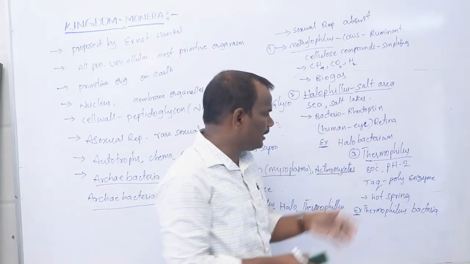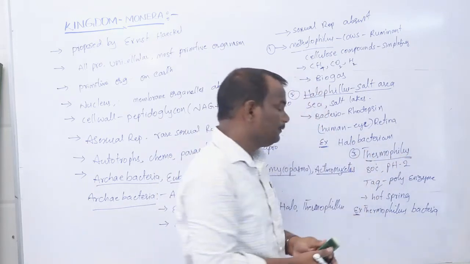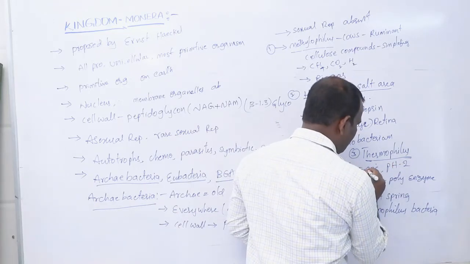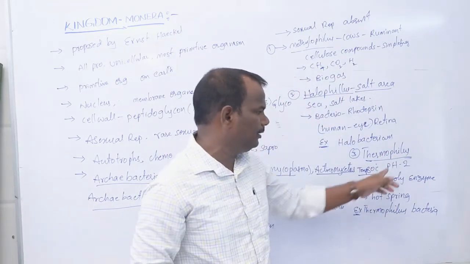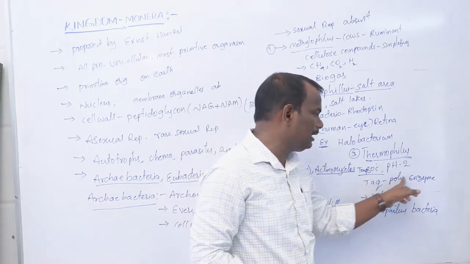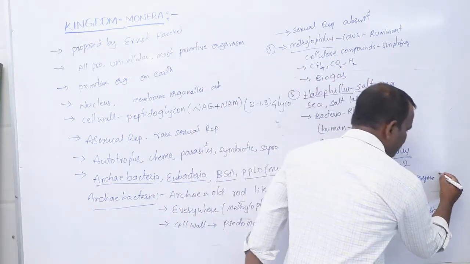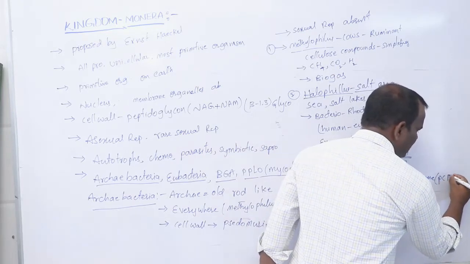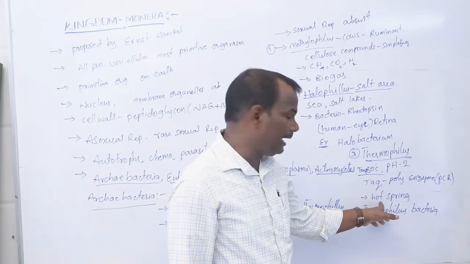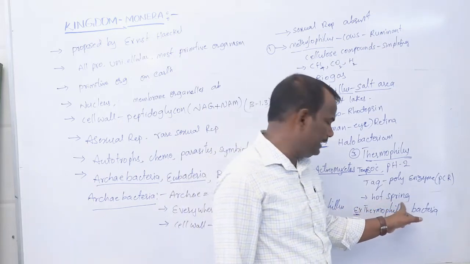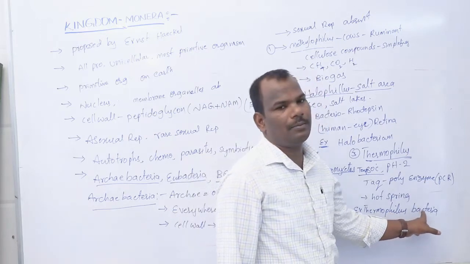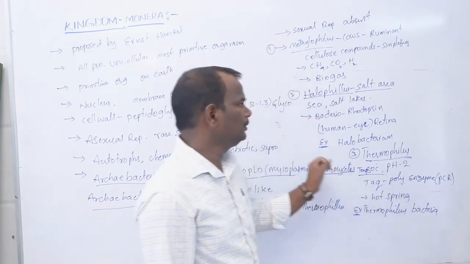Next is the thermophile. It can live at a temperature of 80 degrees Celsius and pH 2. It releases polymerase enzyme, which is used in the polymerase chain reaction. This bacteria can live at the highest temperature. It's called hot spring bacteria. The best example is Thermus bacteria.